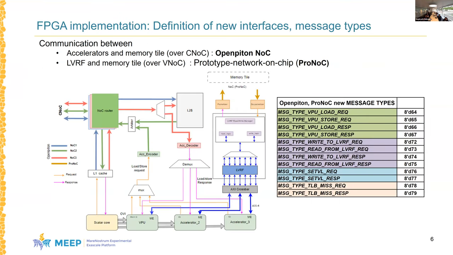So for FPGA implementation, the components of ACME are realized in the OpenPiton framework. Here, some of the components of OpenPiton are replaced with the ACME components. As you see here, OpenPiton has 3 NOCs, NOC 1, 2, and 3, and they are used for different purposes. NOC 2 and NOC 3 are used for sending requests and responses from the accelerators. You see here, these are the accelerators, and they can send a request and get a response. Now, what are these requests?